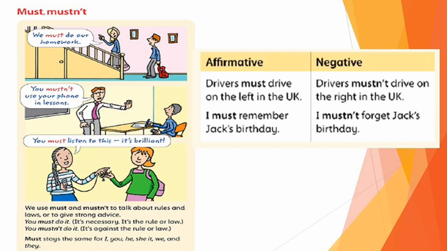Affirmative. Drivers must drive on the left in the UK. Negative sentence. Drivers mustn't drive on the right in the UK. I must remember Jack's birthday. I mustn't forget Jack's birthday.